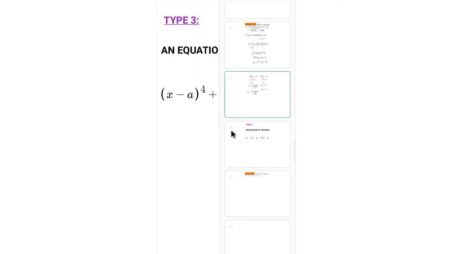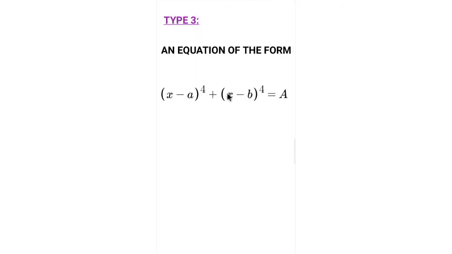I believe that. So type 3 is x minus a whole power 4 plus x minus b whole power 4 is equal to a. This is another type of equation, and again we can just put the value of y here: x minus a plus x minus b divided by 2. So this is the value of y that you're going to substitute.